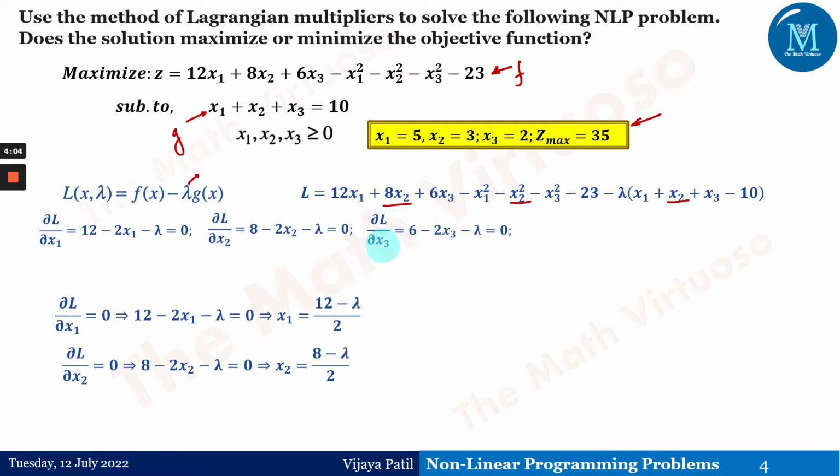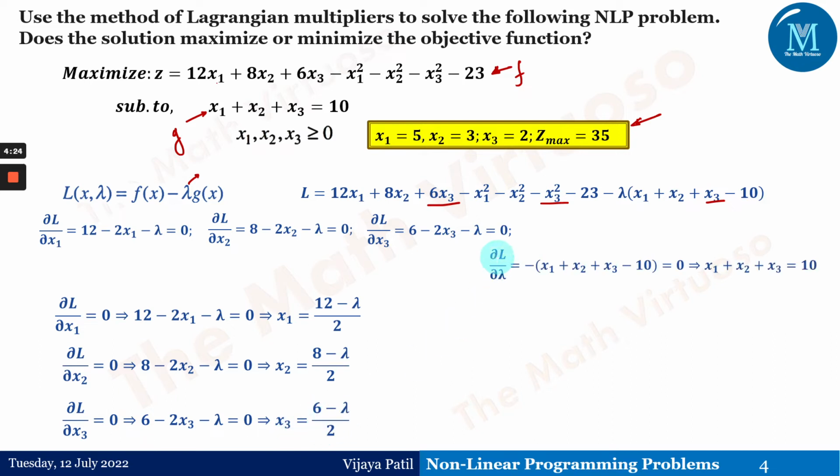Similarly, ∂L/∂x3 is 6 − 2x3. These are the terms which have x3, so 6 − 2x3 − λ = 0. Again, the same thing, ∂L/∂x3 equals 0. So that means x3 = (6 − λ)/2.